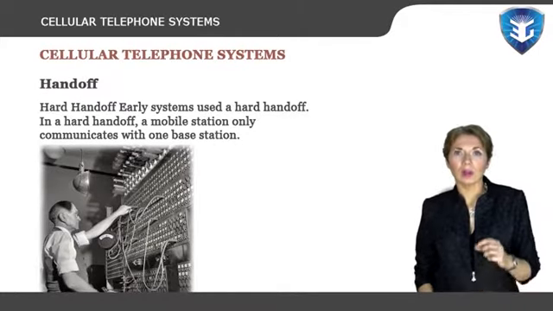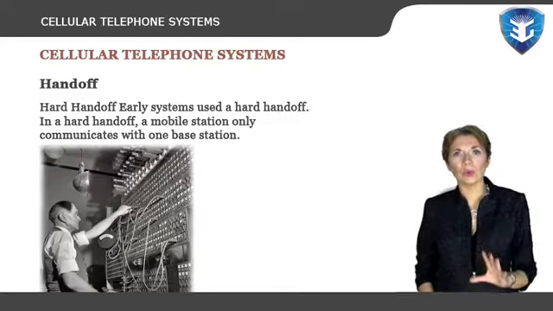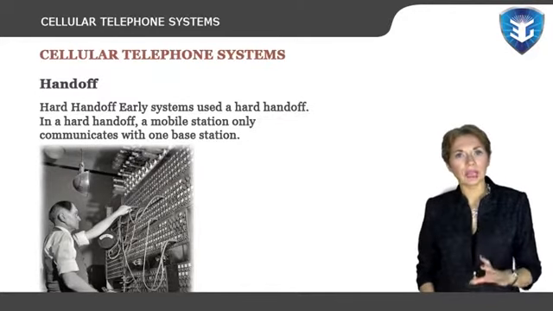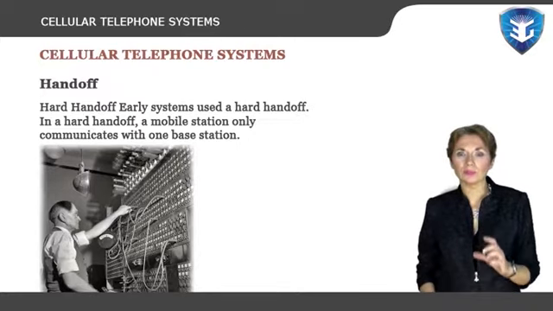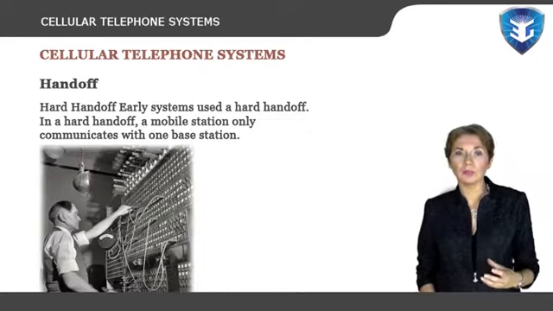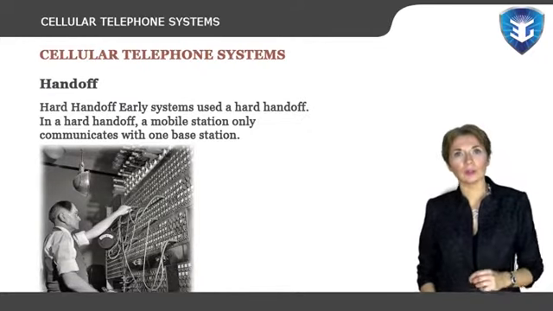Handoff. Hard handoff. Early systems used a hard handoff. In a hard handoff, a mobile station only communicates with one base station. When the MS moves from one cell to another, communication must first be broken with the previous base station before communication can be established with the new one.